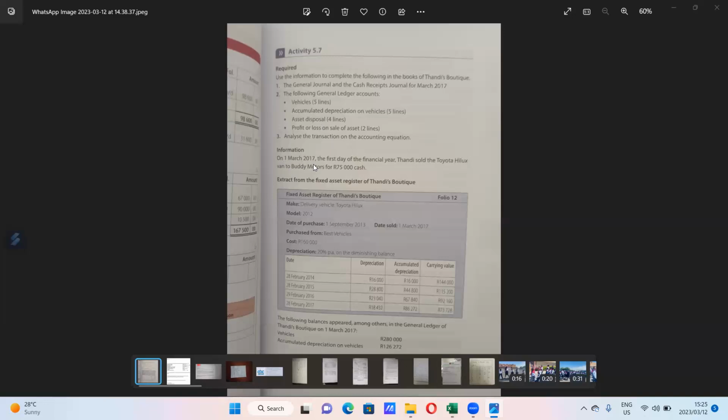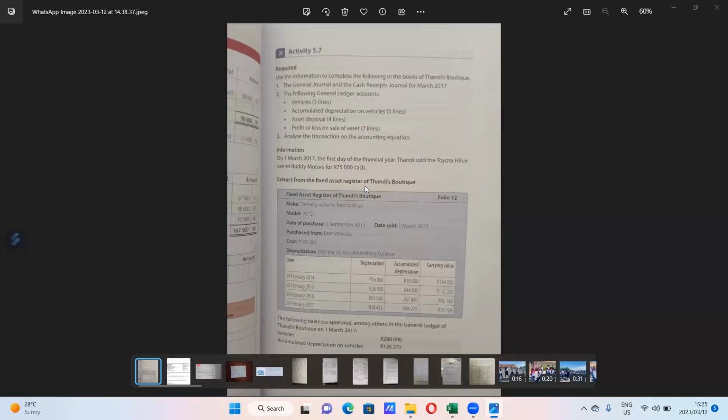On 1 March 2017, the first day of the financial year, Thandi sold the Toyota Hilux van to Buddy Motors for 75,000 cash. 1 March 2017 is the first day, which means the last day is 28 February 2018.